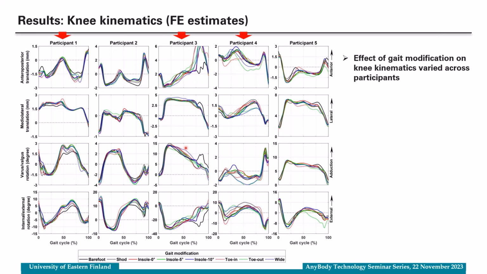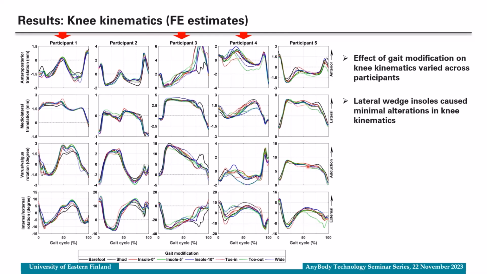So what I wanted to show here was that what we observed was that the effect of gait modification on knee kinematics varied across participants. For instance, here in participant 1, 3, and 4, we observe more differences between each of these modifications compared to, for instance, participant 2 or participant 5, in which the variations were considerably lower.